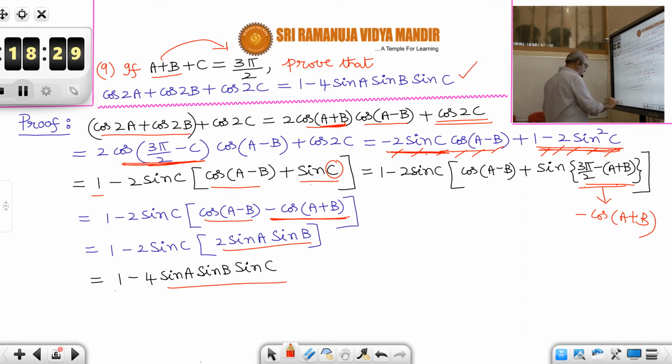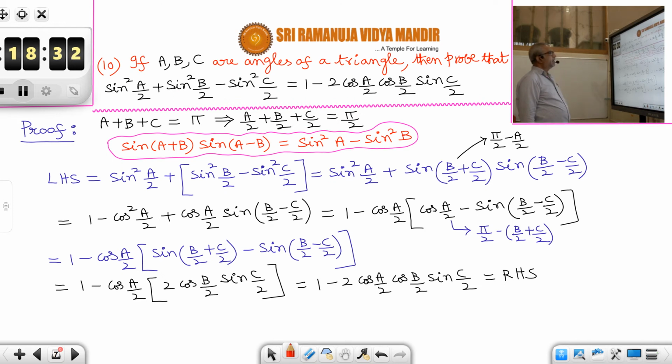Okay, let us see the next conditional identity, number 10. Again, angles of a triangle. If A, B, C are angles of a triangle, then prove that sin square a by 2 plus sin square b by 2 minus sin square c by 2 is equal to 1 minus 2 cos a by 2 cos b by 2 sin c by 2. First of all, A, B, C are angles of a triangle implies a plus b plus c is pi. Therefore, dividing by 2 both sides, a by 2 plus b by 2 plus c by 2 is equal to pi by 2.